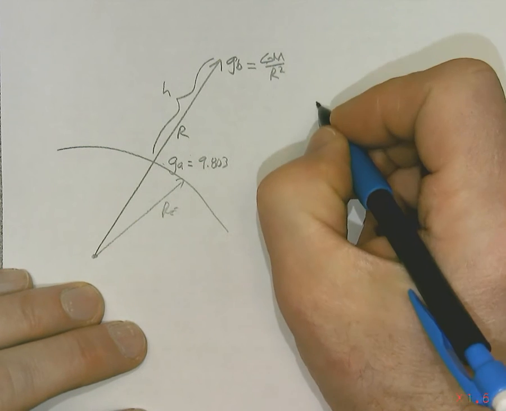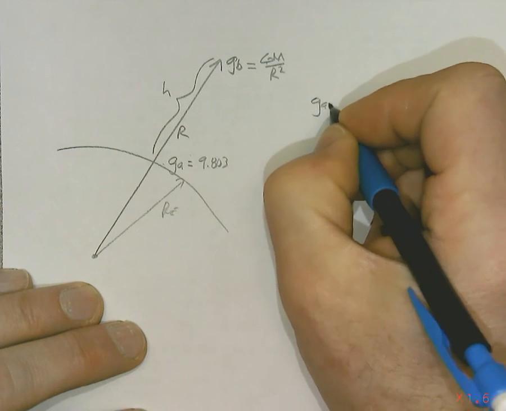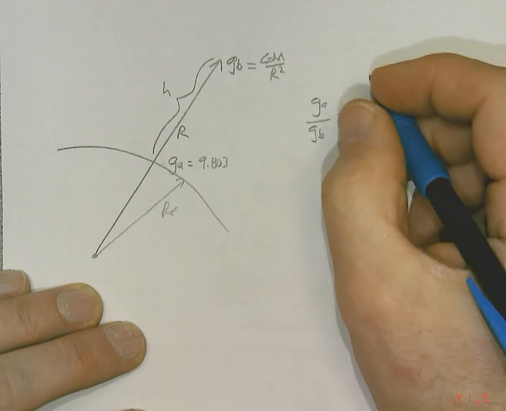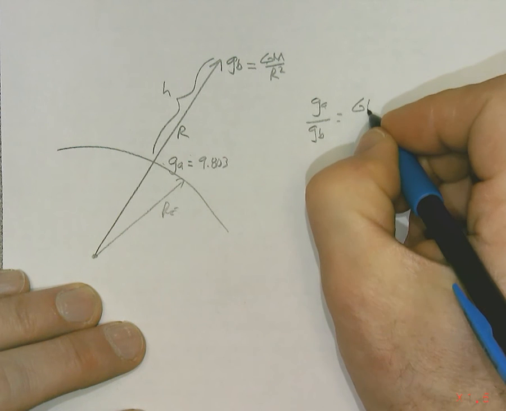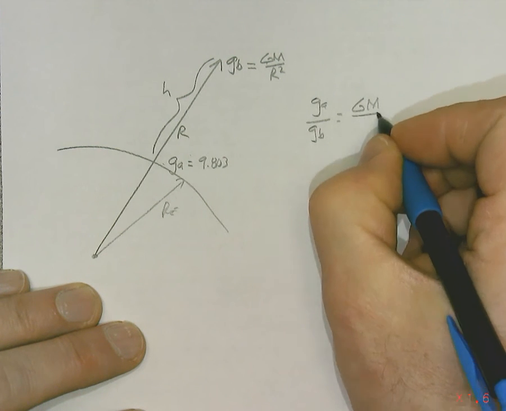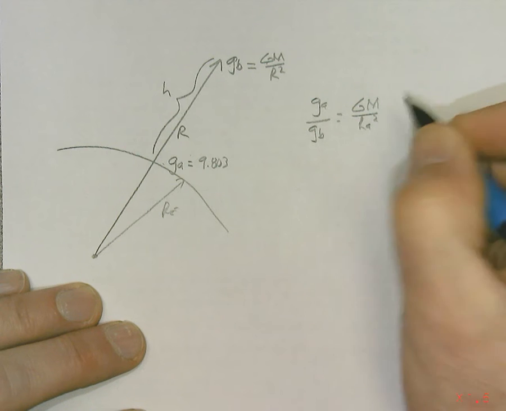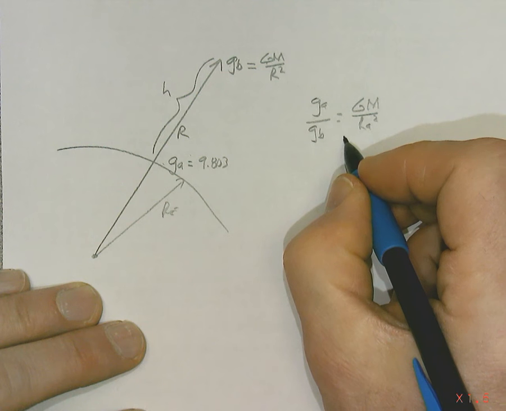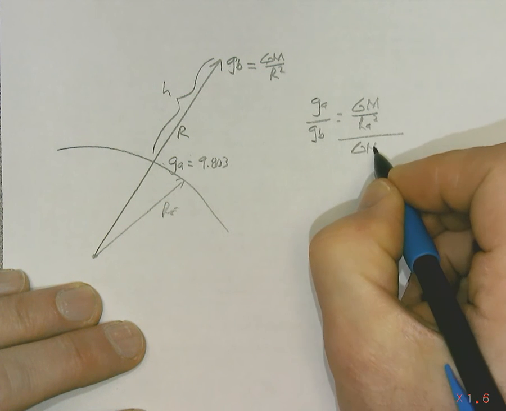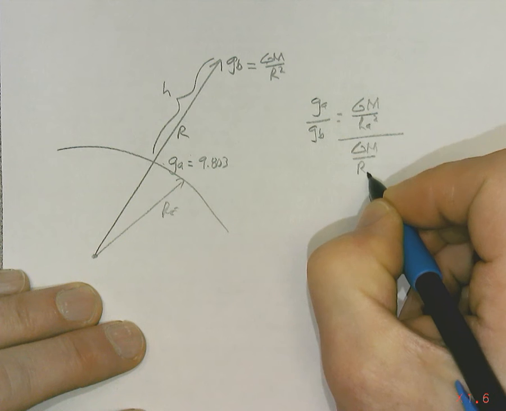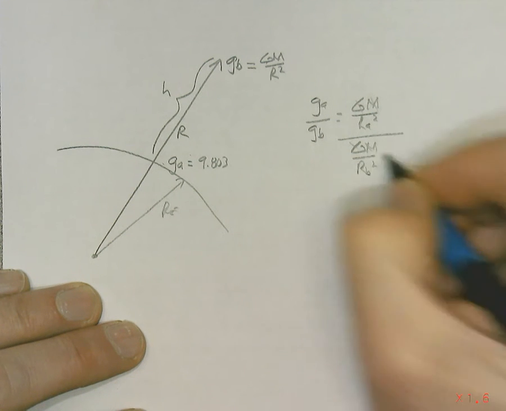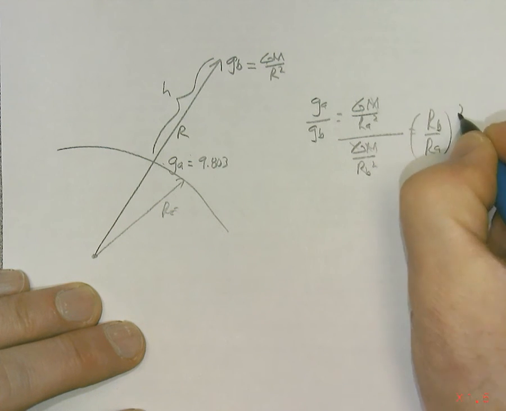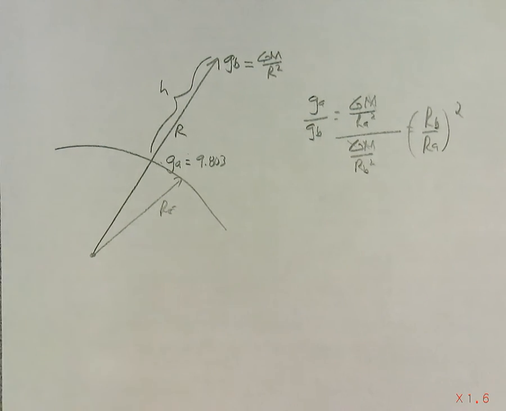So what we can do instead is put this into a ratio. So let's go g_A, that's at the surface, over g_B. And g_A over g_B is big G, big M, over R_A squared, which is really the radius of the Earth, and then that's divided by big G, big M, over R_B squared. And the G's and the M's cancel, and that's R_B over R_A squared. All right, that's nice.